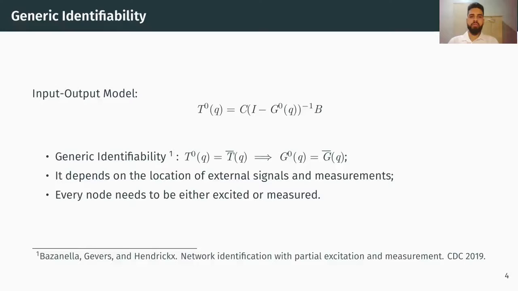From previous works, we know that identifiability of the modules depends on the location of external excitation signals and measurements taken from the network. This translates to the questions of which nodes need to be excited and which nodes need to be measured. A key result is a necessary condition that asserts that for any network, every node must be either excited or measured. Once identifiability is determined, the next natural measure is the accuracy obtained by the identification method.